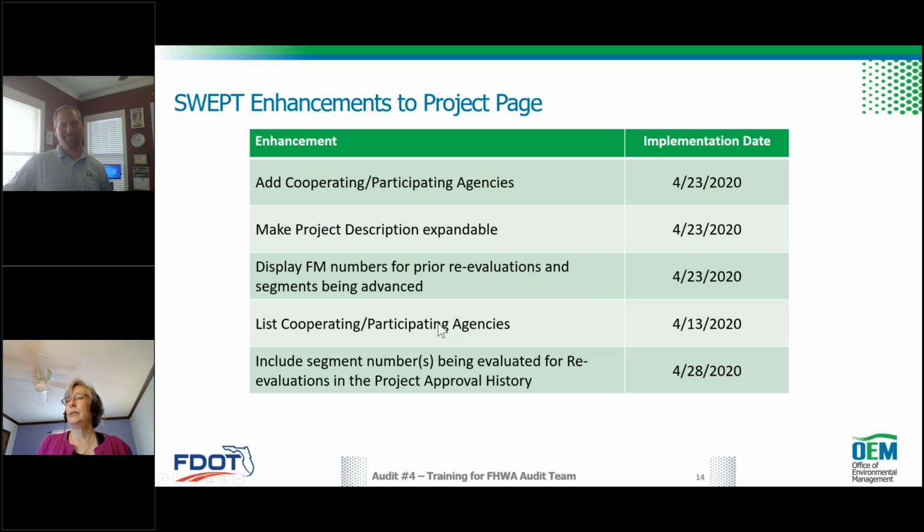Oh, sorry, I did this one twice, listing the cooperating agencies again. That's the same thing. And include the segment numbers being evaluated for reevals in the project approval history. And that's at the bottom of the page. When you're in there, you'll see the whole process that the project document has gone through to get approved. And when it's a reeval, it actually also says the segment numbers, because that particular FM number could actually be going through multiple reevals, and it's just to help people know exactly what's being processed.